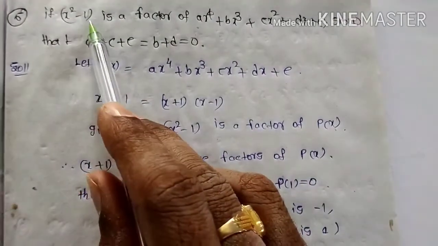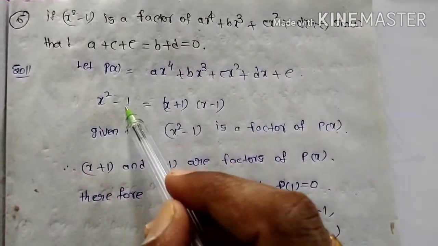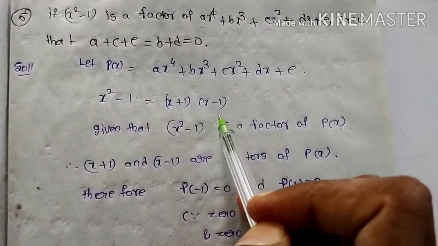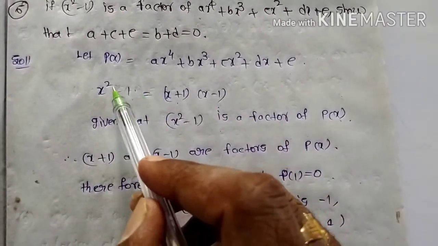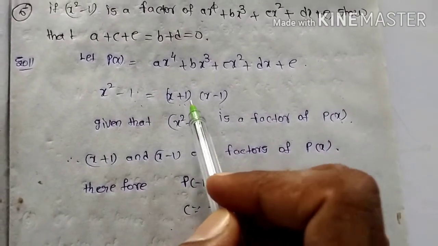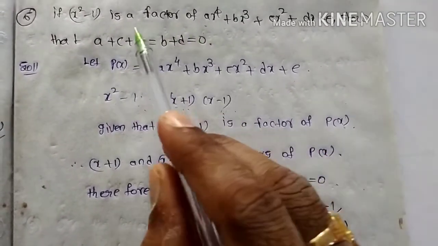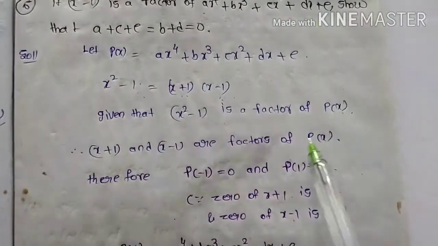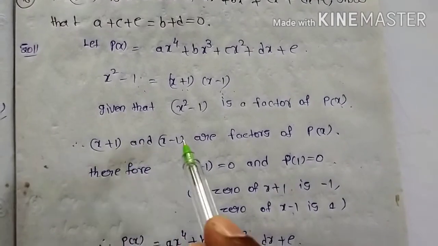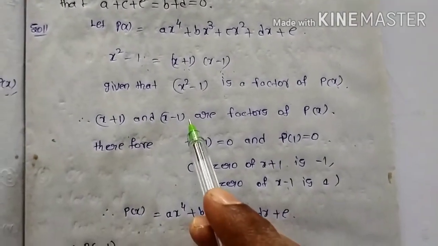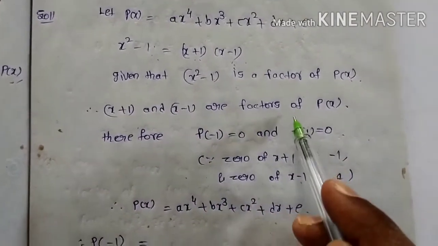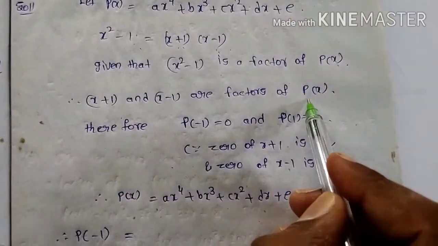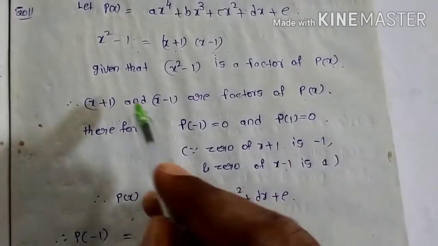You know that x square minus 1 is in the form of a square minus b square or not? Yes, a square minus b square can be written as a plus b into a minus b or not? So I am writing here x square minus 1 is equal to x plus 1 into x minus 1. But already they mentioned x square minus 1 is a factor of the given polynomial p of x or not? Yes. So x plus 1 and x minus 1 are also factors of p of x. See here, if x plus 1 is a factor of p of x, you know what is the remainder? P of minus 1 or not?